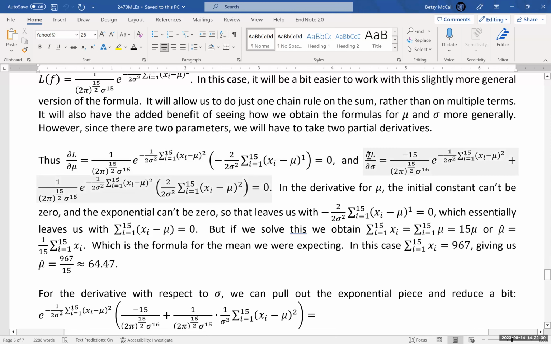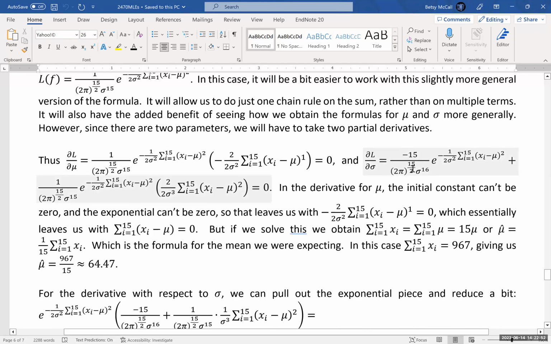The second thing we're going to do is take the derivative of the same function, but with respect to sigma. Now, this is going to be a little trickier because there is a sigma in the coefficient, and there is also a sigma in the exponential. So that's going to require a product rule.